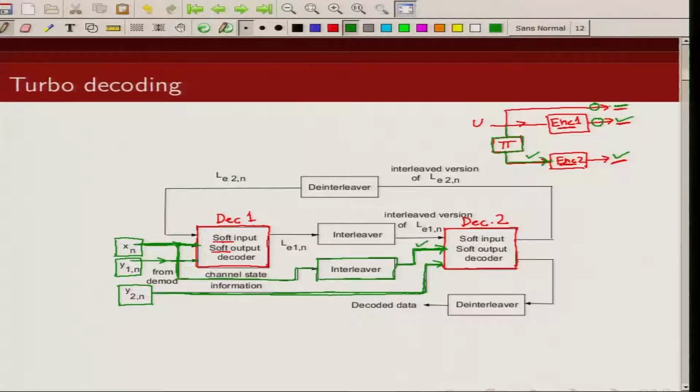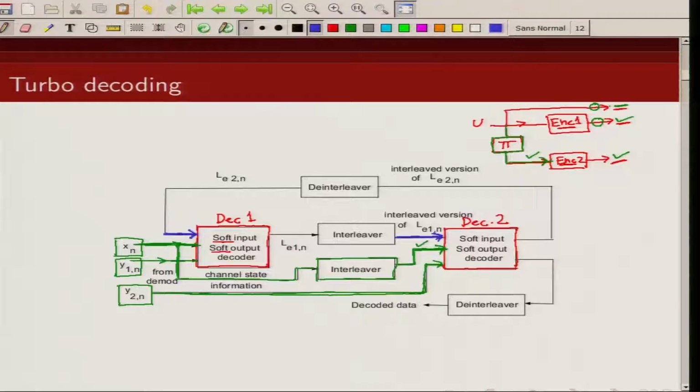What else is input to this decoder? There is a third input to this decoder, which is this one and this one. And what is this input? This is a priori knowledge about the information sequence. So, this third input that you see to decoder 1 is the a priori knowledge about the information sequence.